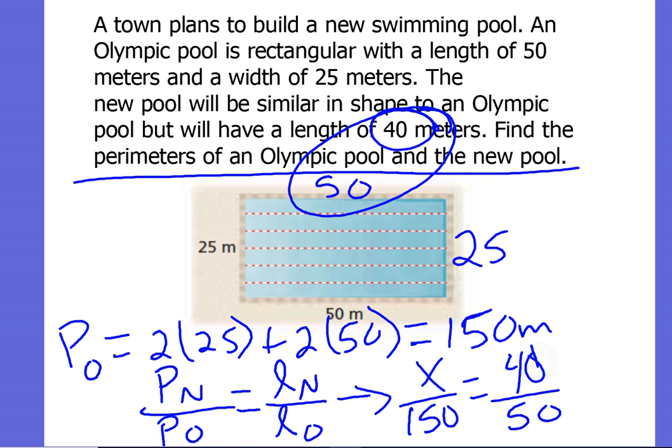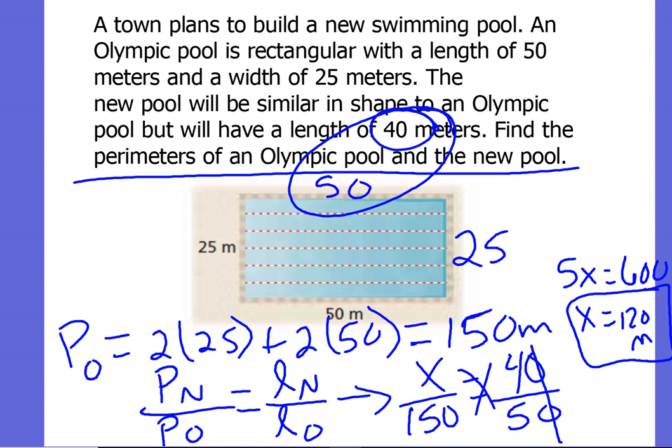I'm going to make my life easier and cross out these zeros because they're both divisible by 10. And then we can cross multiply. And so we end up saying that we have 5x equals 4 times 150, and 4 times 150 ends up being 600. We divide 600 by 5, and we get that x equals 120. Keep in mind that x equals 120 is the perimeter of the new pool. So to answer the two questions, perimeter of the Olympic pool, 150. Perimeter of the new pool is 120.